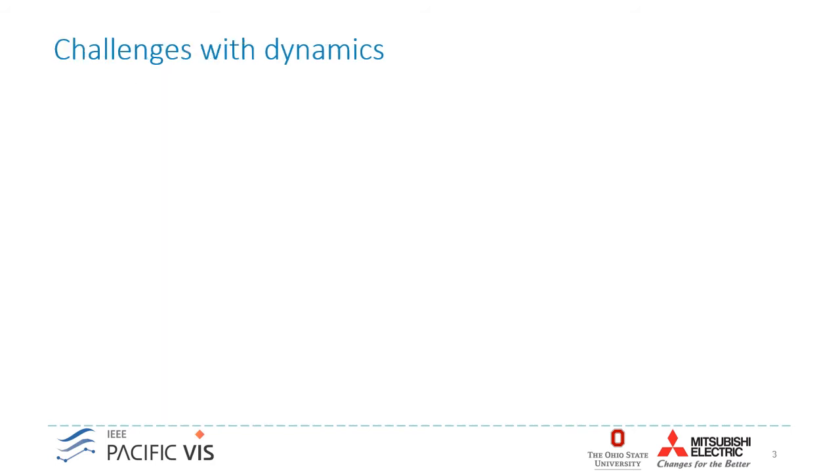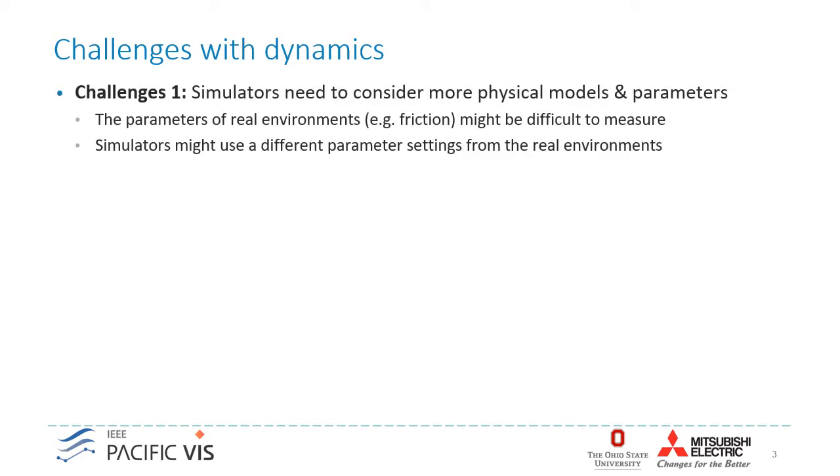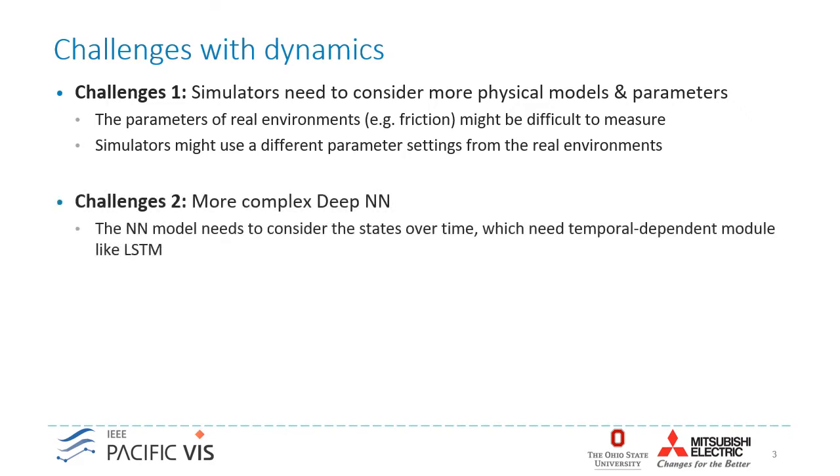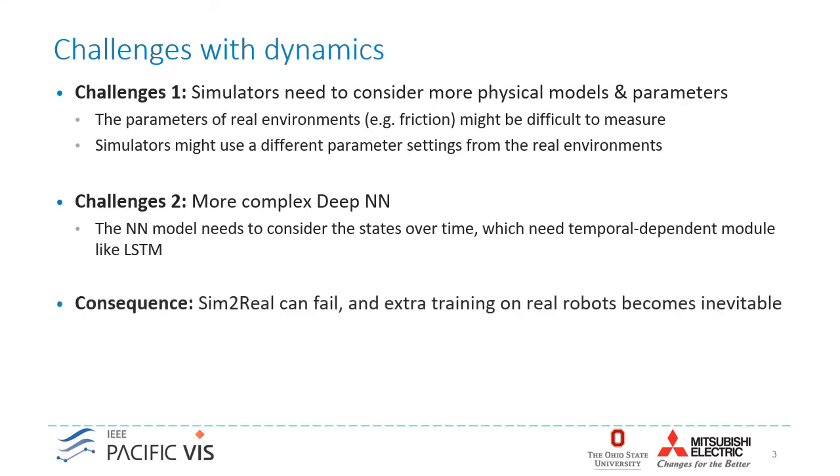Because of the dynamics, it brings several challenges to reinforcement learning, and especially sim to real. First, now the simulator needs to consider more physical equations and parameters, and unfortunately, some parameters in a real environment are difficult to measure, and so the simulator may use inappropriate parameters. Second, it also makes the underlying machine learning model more complicated. Because dynamics is time dependent, we often need a temporal-aware machine learning model like LSTM, which is still difficult to interpret. Because of this, it's usually difficult to transfer the model from the simulator to the real robot, and so extra training on a real robot is still needed.